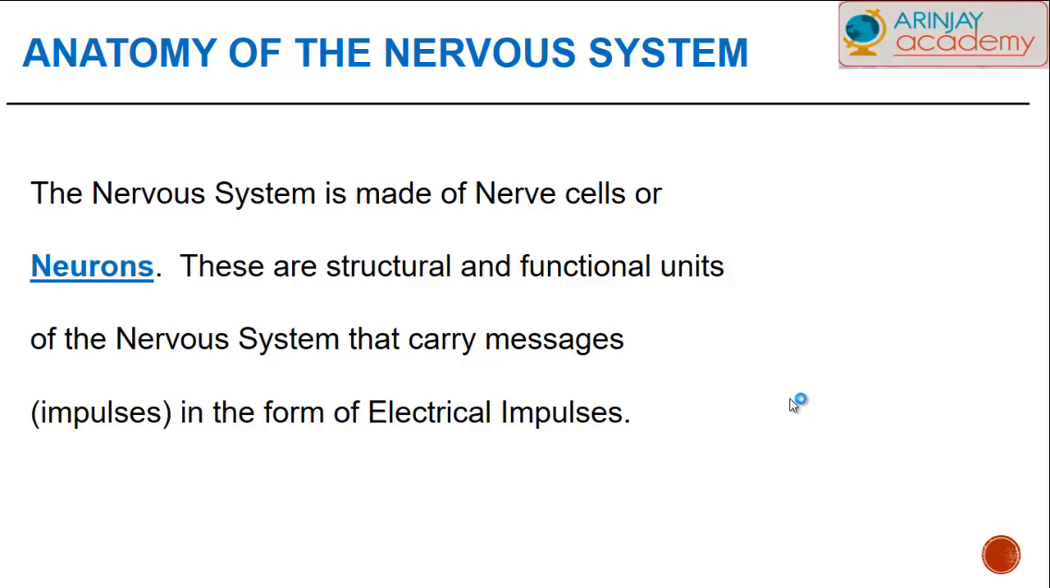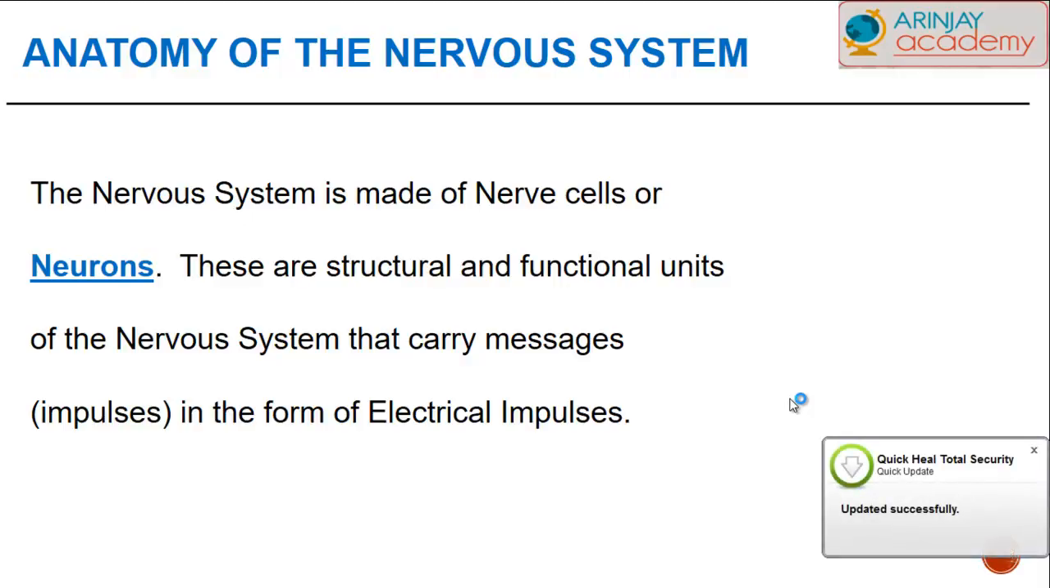Let's have a look at the nervous system. What is the nervous system and what exactly is it made up of? The nervous system is a grouping of different nerve cells put together called neurons.